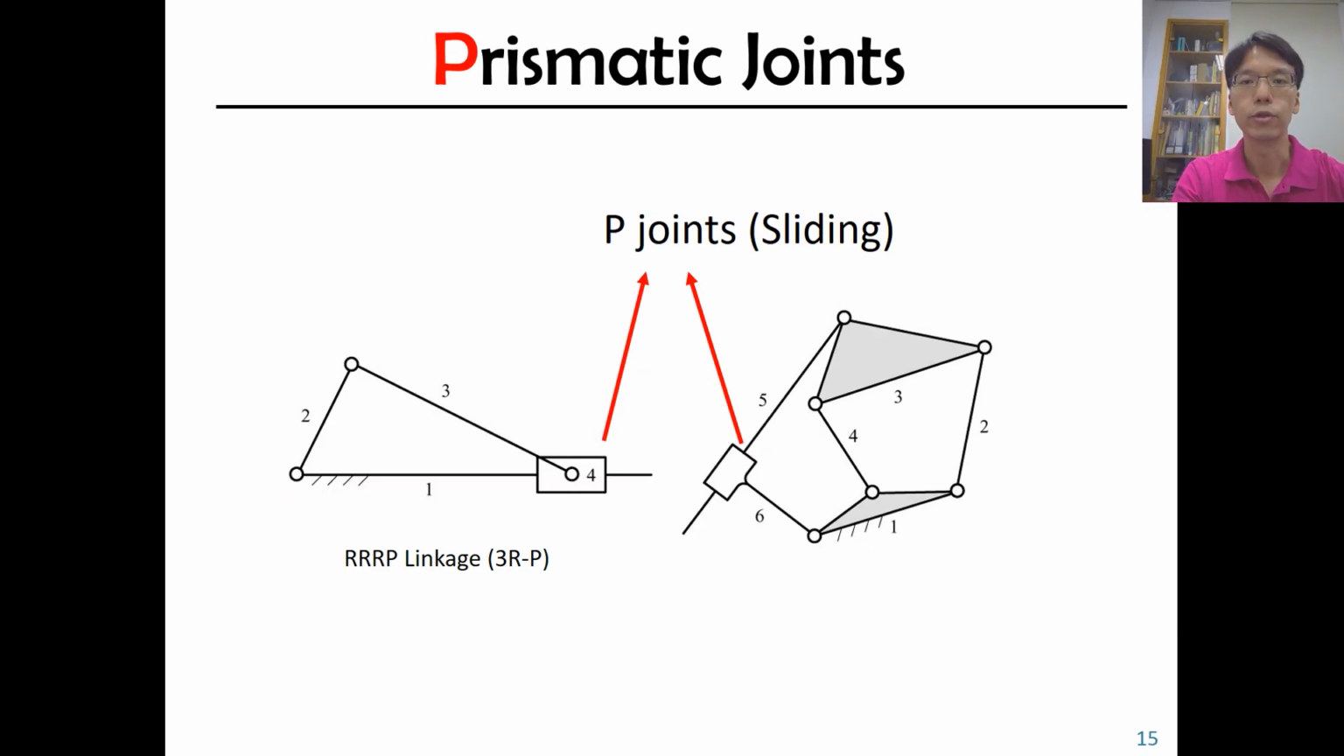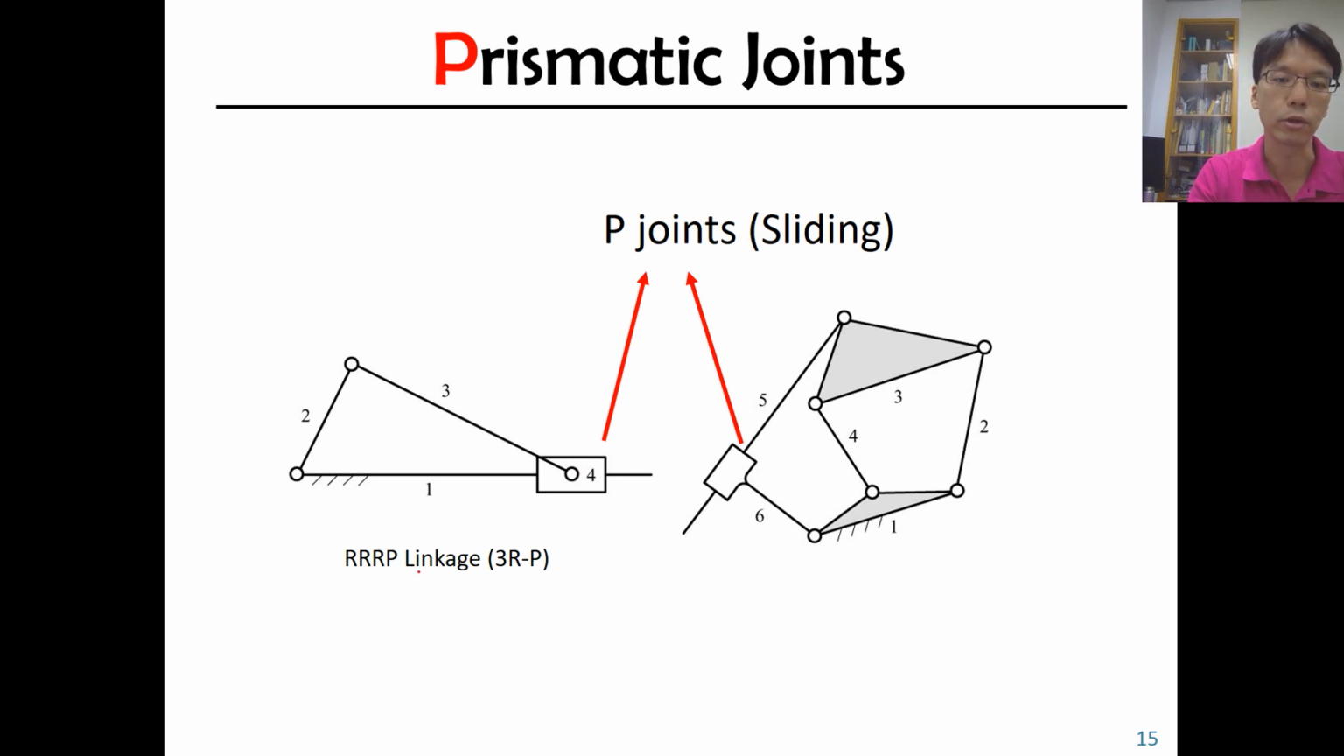And prismatic joint, the one we see most often is the crank slider. Between link 1 and link 4, there's a joint connecting them, which is the P joint. So bar 4, or link 4, can move along the line on bar 1. So it does a sliding motion.